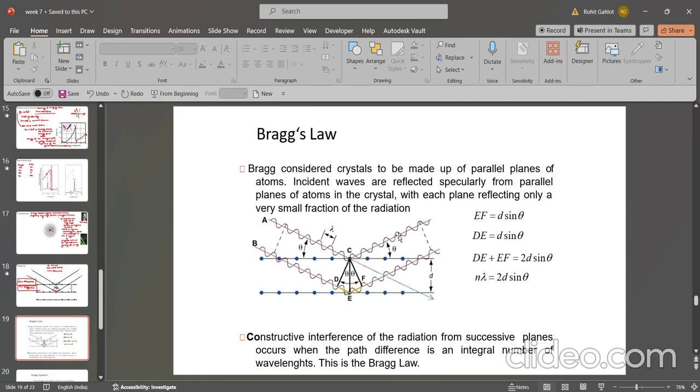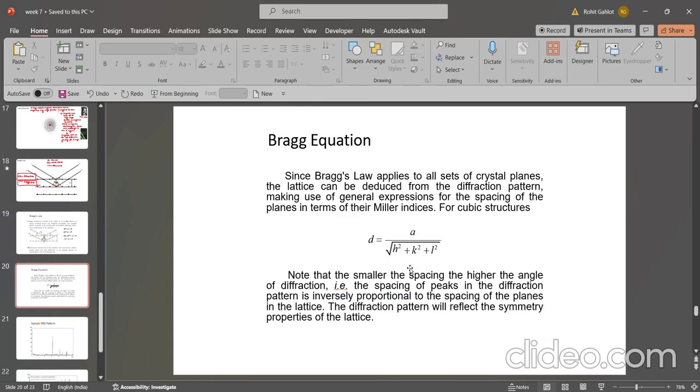Further, if the path difference between these two beams is of the same order, then constructive interference happens and a higher intensity radiation will be seen. However, destructive interference can also be seen. This Bragg's law applies to all sets of crystal planes. The lattice can be deduced from the diffraction pattern, making use of the general expression for the spacing of parallel planes in terms of Miller indices. For a cubic structure, d is given by a divided by root h square plus k square plus l square. For different crystal structures, the formulas are different. We all read this in previous classes.